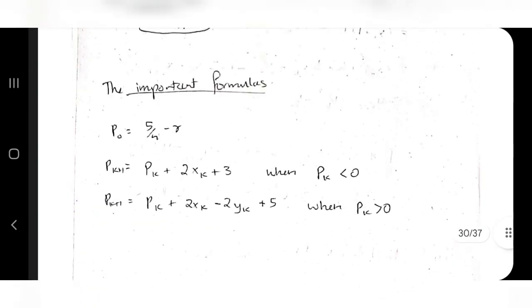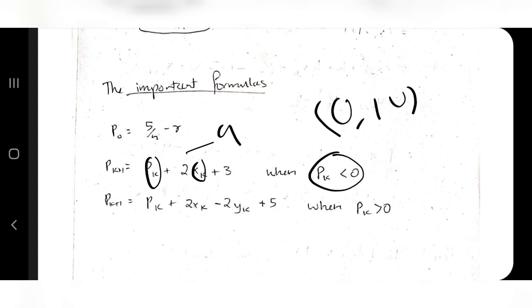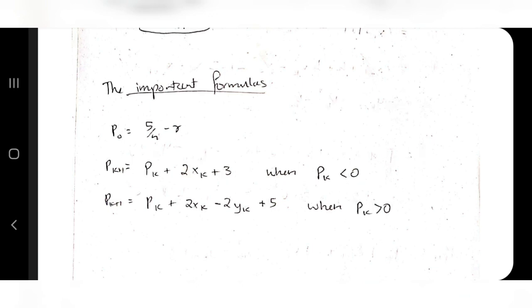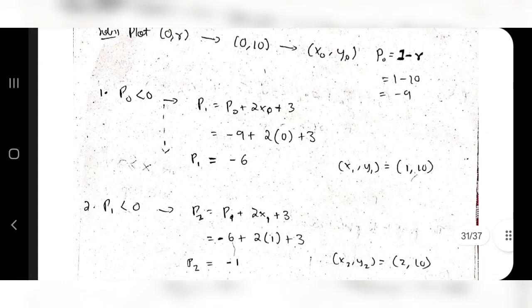See this equation. If it's less than 0 or greater than 0. P naught is less than 0, that means you have to take this equation. Pk is P naught, it will be substituted as minus 9. Starting point, it is 0, r, so it will be 0, 10 in our case. Xk is 0, substitute that value here and find out the answer, you will get it as minus 6, right? Pk plus 1 is minus 6, and that's the same thing here.